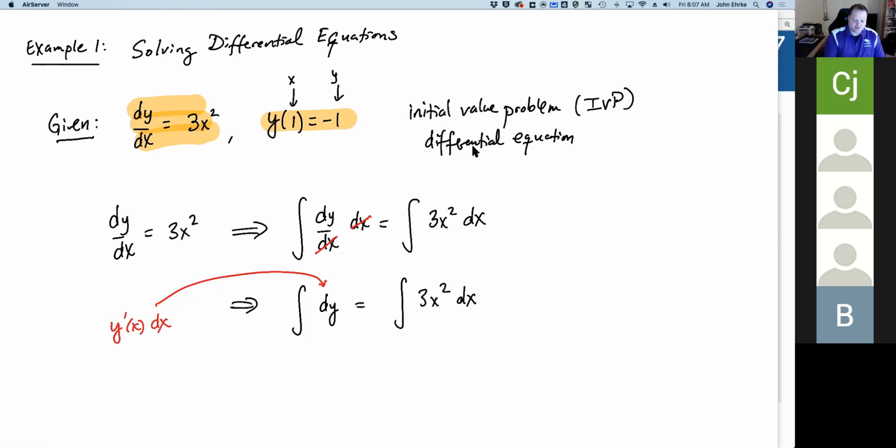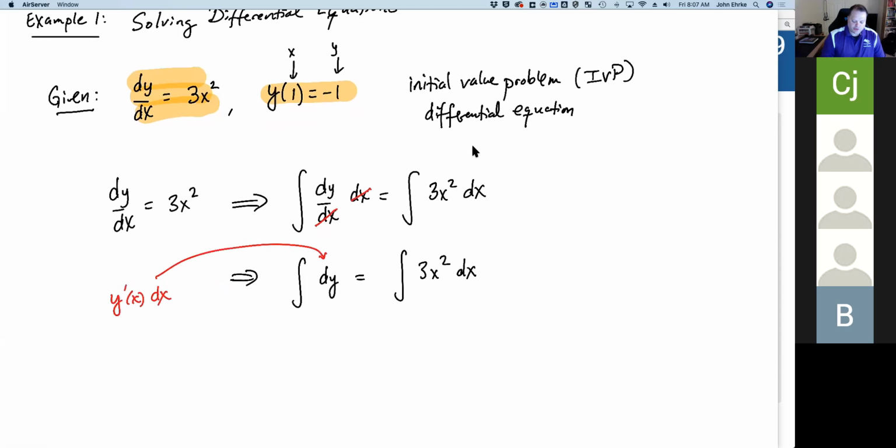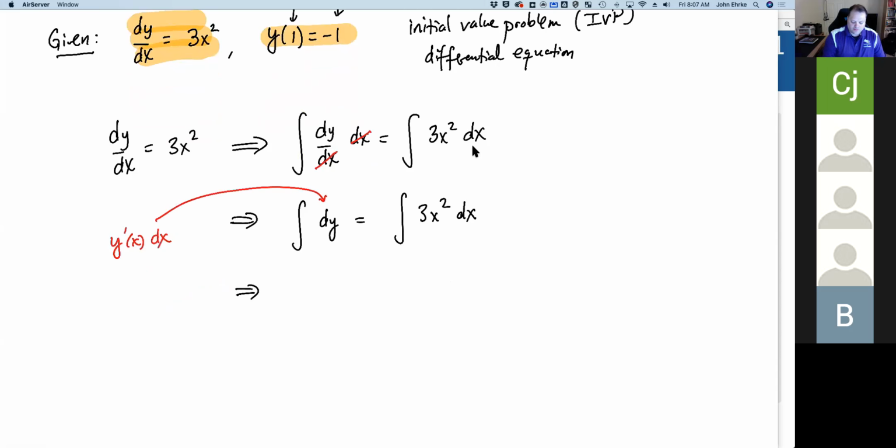That's the definition of the differential. So really what you're looking at over here is the antiderivative of y prime dx is equal to 3x squared dx. Now, if you look, that's the exact same thing as what we started with here, right? dy/dx is the same thing as y prime.